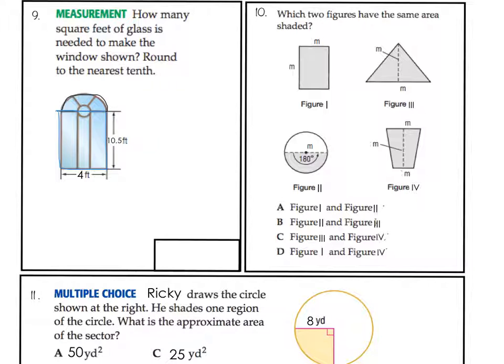So let's start with the half circle. I'm going to have 3.14 times my radius, and since I have this total distance down here of 4, I'm going to cut that in half to give me my radius, which will be 2 squared, and then I will divide that by 2, and that's going to give me 6.3 if I round to the nearest 10th.